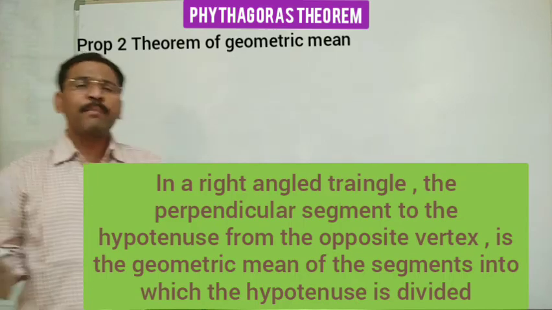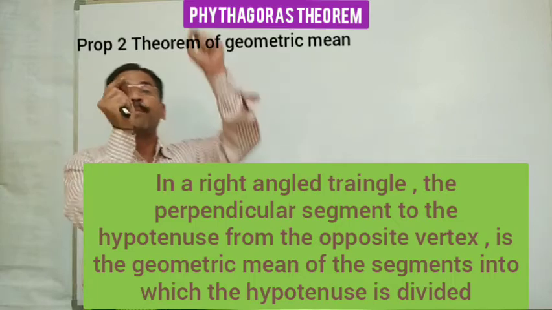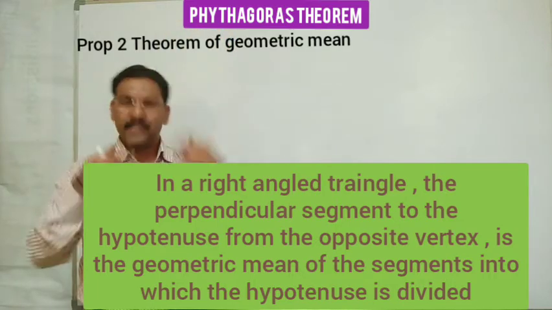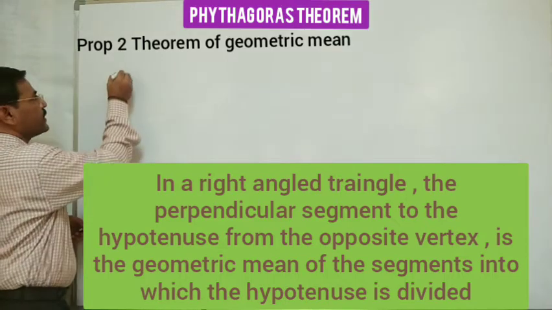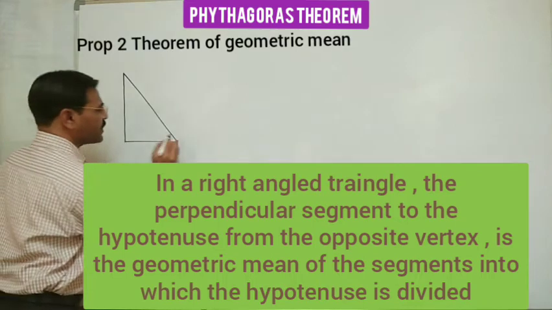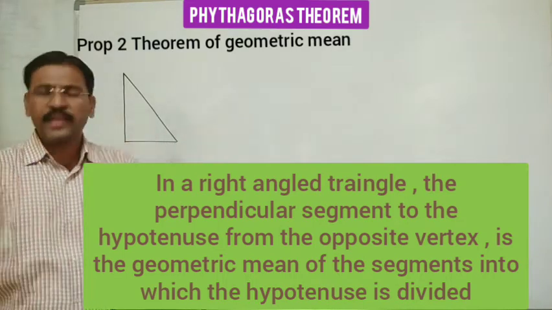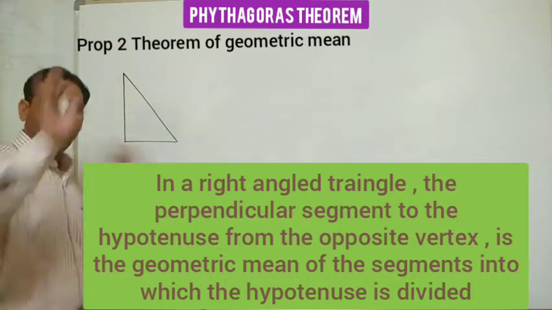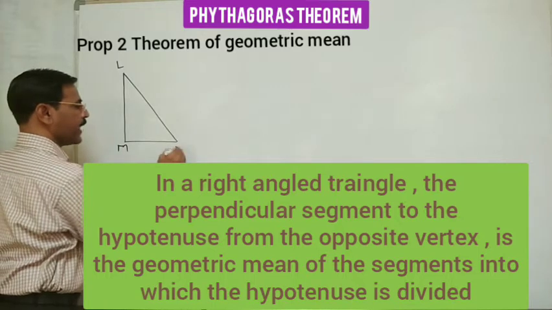Okay? So geometric mean means what? The square of that segment is equal to the product of the two parts of the hypotenuse. That one we have to prove. See, I'll draw the figure. Okay, this is the right angle triangle. Yes, you can give any names, no problem. Either PQR, ABC, EFG, anything you can take. LMN. I write now LMN. Okay, LMN. Like this.